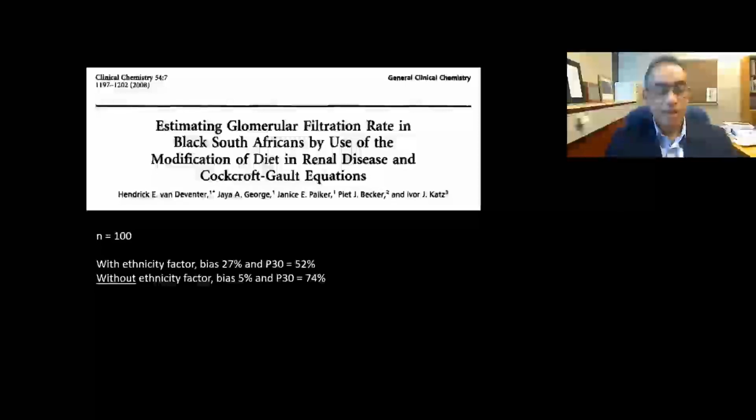MDRD equation without using the ethnicity factor. With the factor, bias was 27% and P30 only 52%. Without the factor, bias dropped to 5% and P30 improved to 74%. Not yet at the 90% level that the guidelines recommend.